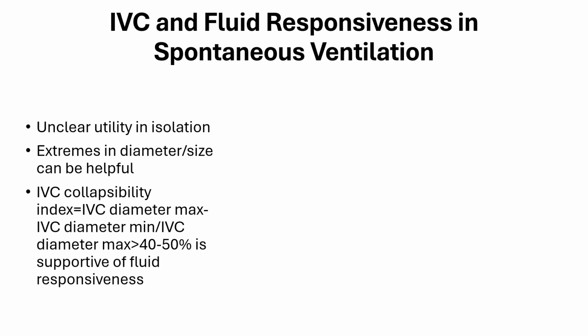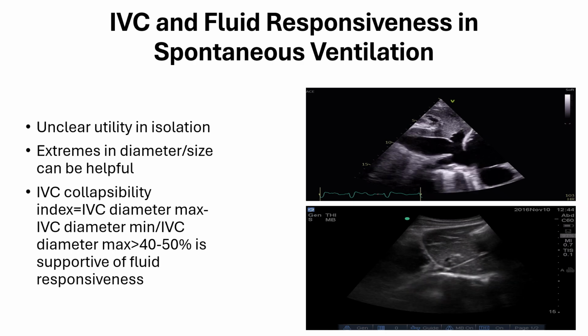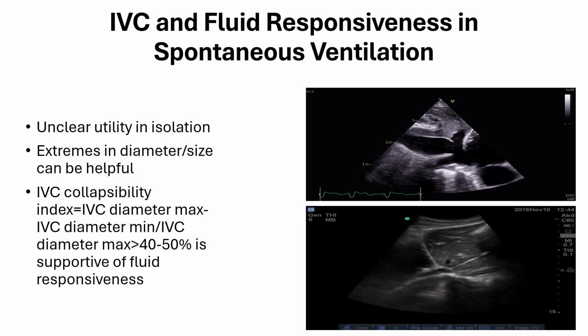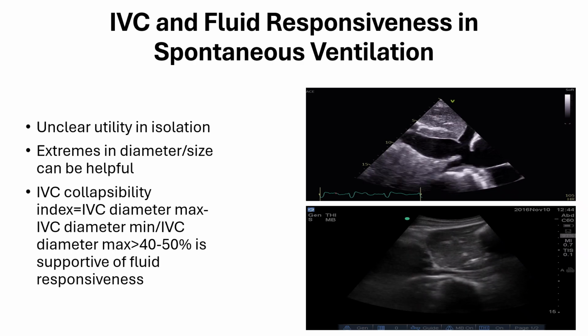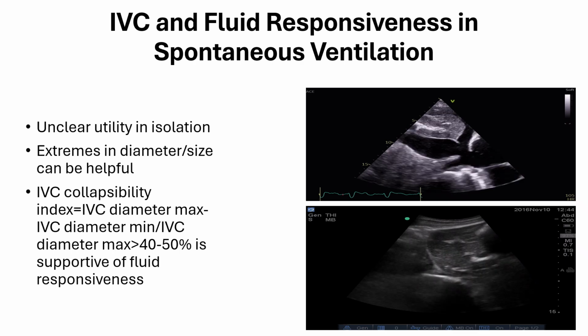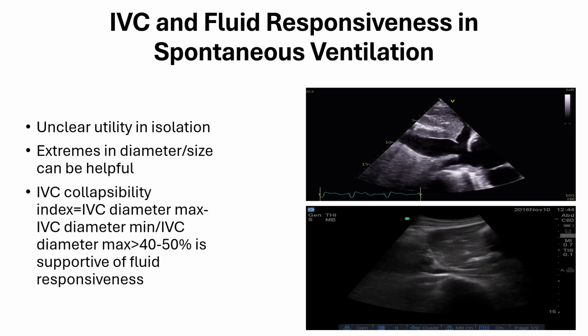IVC collapsibility index can be used sometimes to support your decision to give or not to give fluid, and the formula is described in the slide. You want to measure the IVC diameter just distal from the entry of a hepatic vein into the IVC. And here you have two extremes. On the top left, you see an IVC which is plethoric and minimally collapsible. And at the bottom right, you see an IVC which is very flat and very collapsible. So these two extremes will be potentially helpful. Please pause the video if you need more time to review the slide.